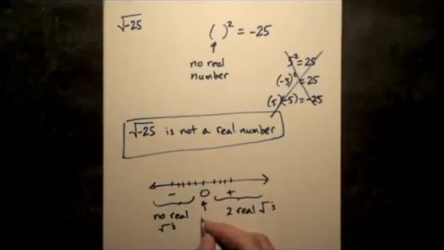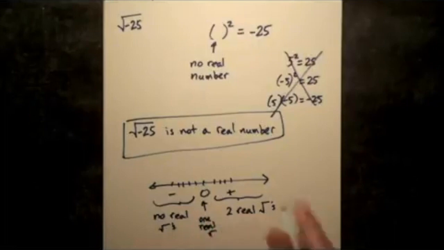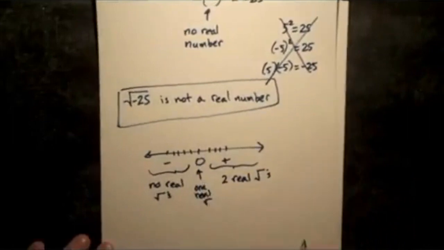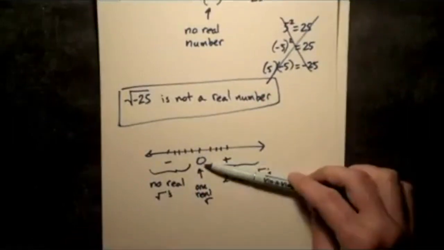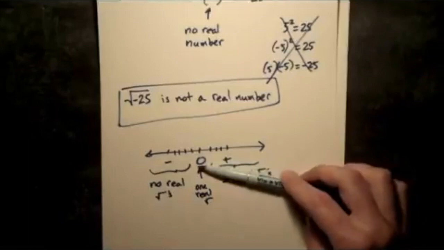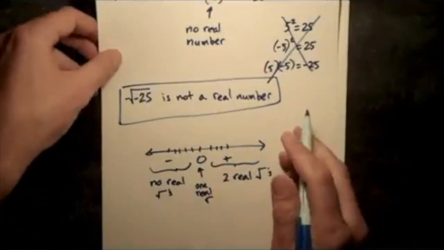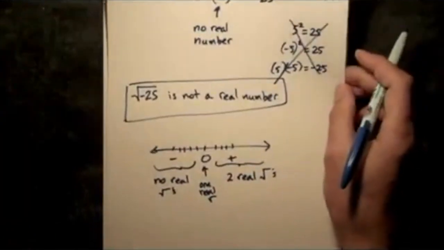And 0, there's actually only 1 real square root for 0, and that is 0. Square root of 0 is just 0. We don't have to worry about principal or negative because there really is no positive or negative with 0. They're both the same. So that kind of wraps up square roots for now.